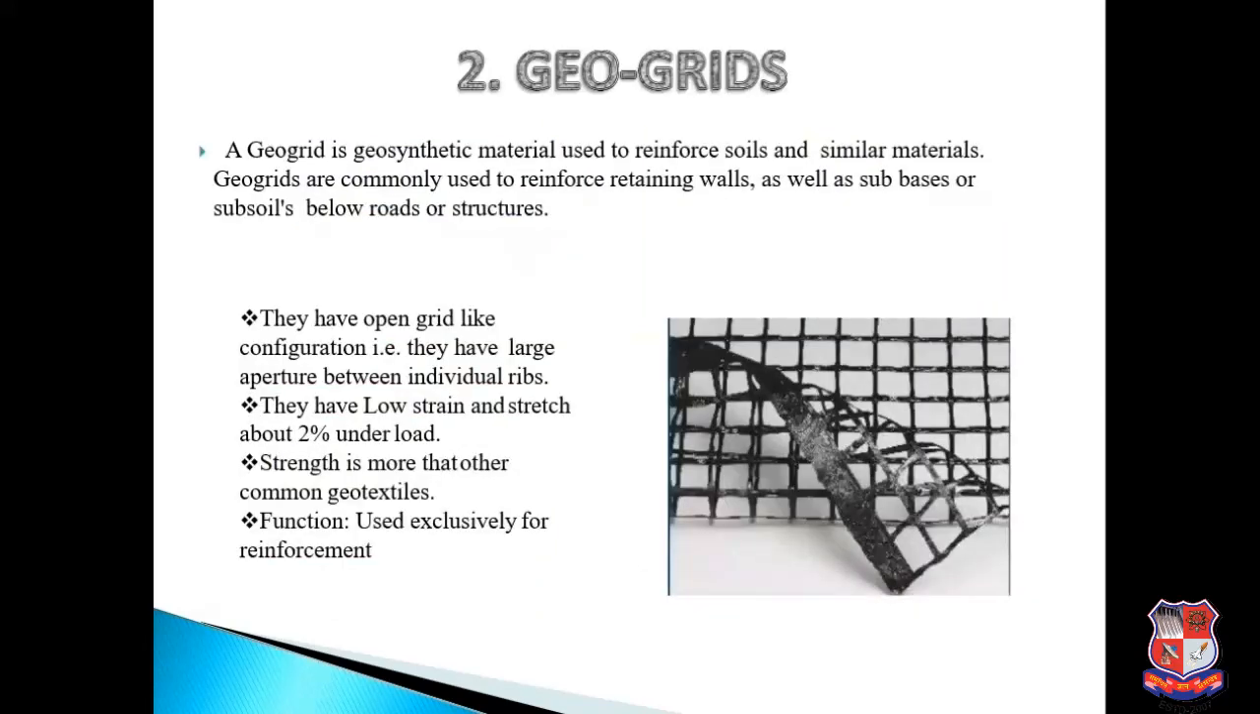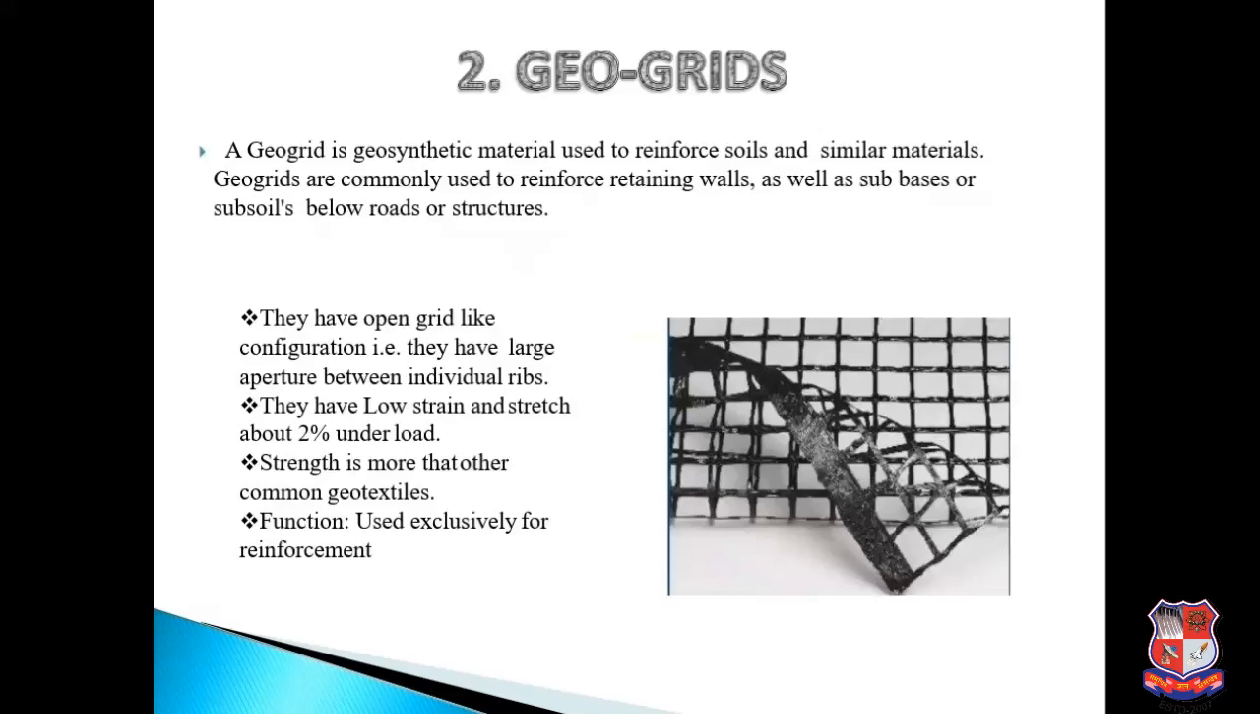Next one is geogrids. A geogrid is a geosynthetic material used to reinforce soil and similar materials. Geogrids are commonly used to reinforce retaining walls as well as subbases or subsoils below roads or structures. They have an open grid-like configuration, for example, they have large apertures between the individual ribs. You can see this in the image.